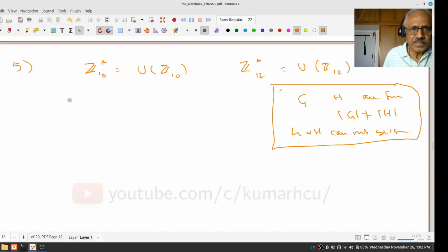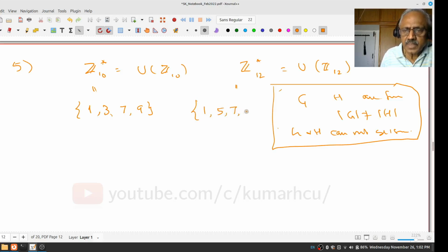Okay, let's do it. What is this? This consists of all elements which are relatively prime to 10. Of course 1 has to be there, and 2, 3, 4, no, 5, no, 6, no, 7, yes, and 9. I hope there are only 4 elements: 1, 3, 7, 9. And for Z12, the elements are going to be 1, 2, 3, 4, 5, 6, 7, 8, 9, 10, 11.